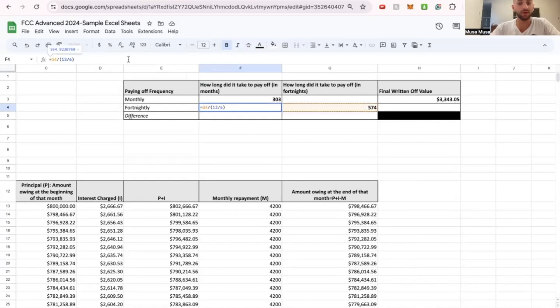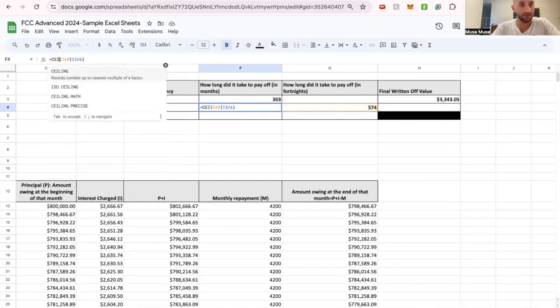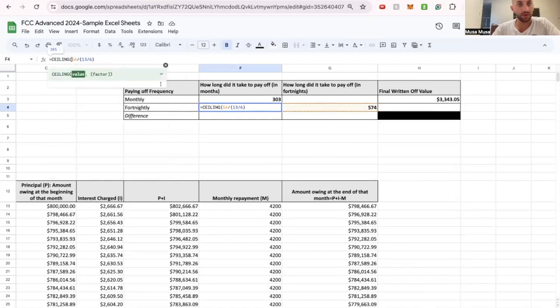So you can even put here, right, ceiling or something like this. So it rounds it up. Because if it's 264, you wouldn't have paid it off. You would have needed another month.